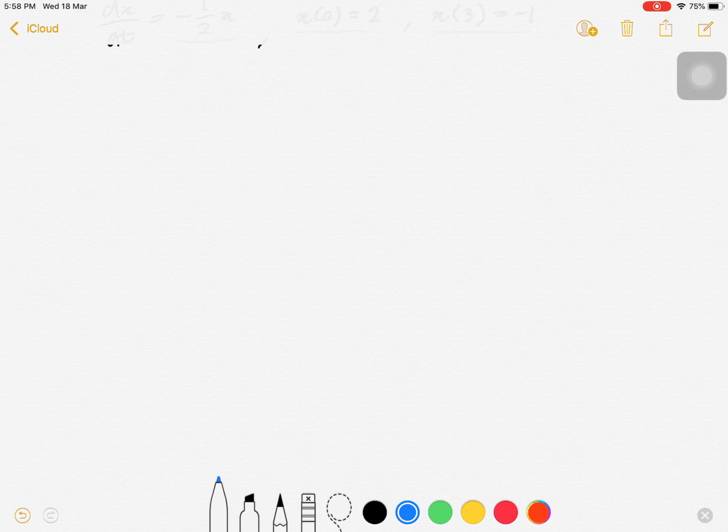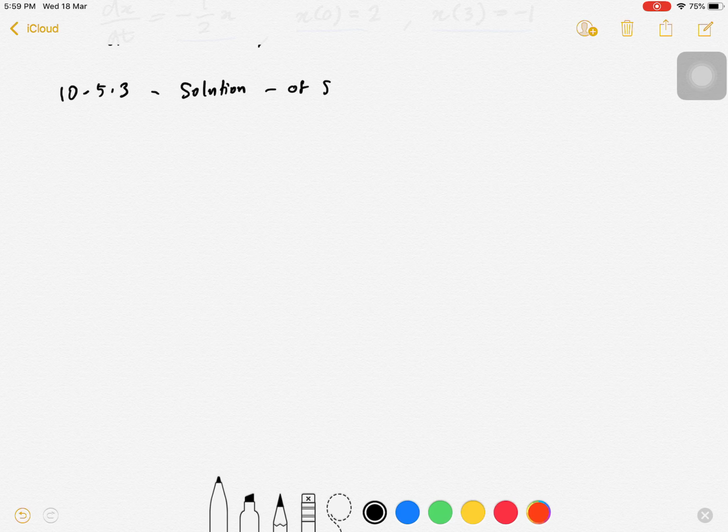Okay, now without further ado, I will go to the next subtopic, which is 10.5.3, where you want to find the solution of a separable DE, differential equation. So what is a separable differential equation? We will learn it right now.